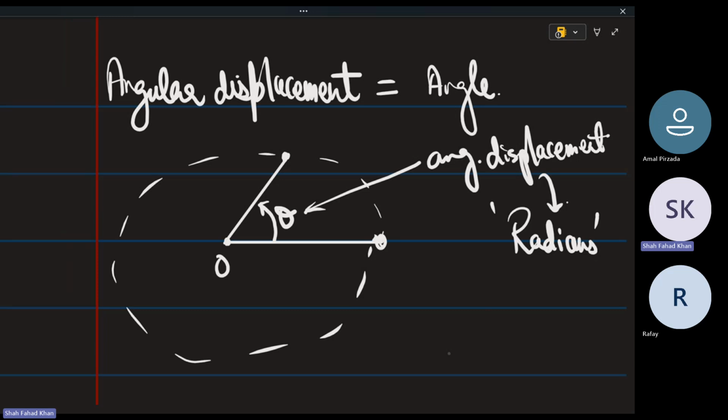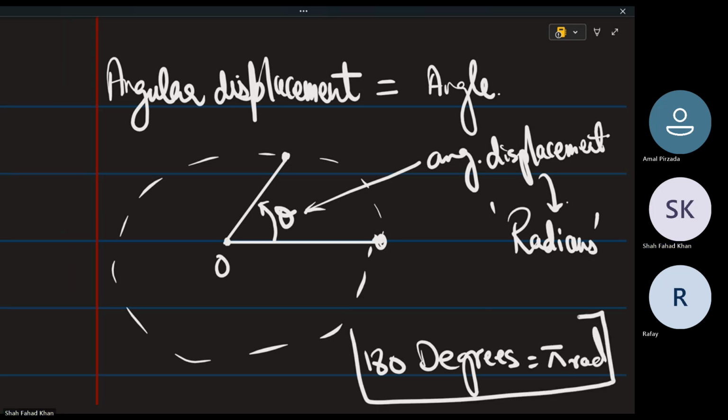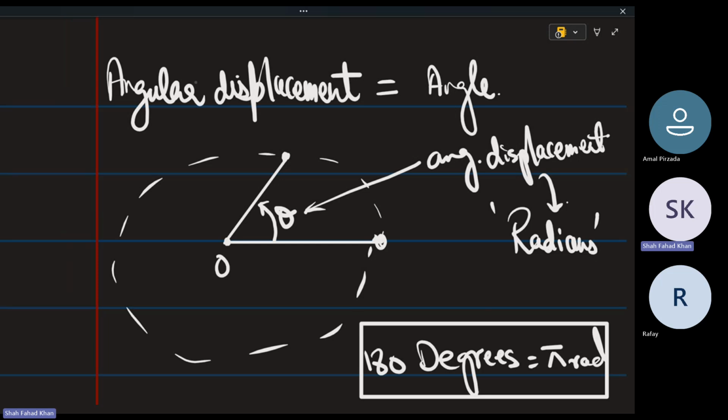Normally, most commonly in math, we use degrees to measure angles, right? But the relationship between degrees and radians is that 180 degrees equal pi radians. Understood? You need to know this conversion.